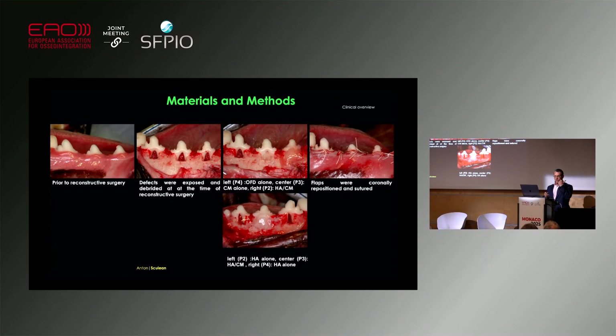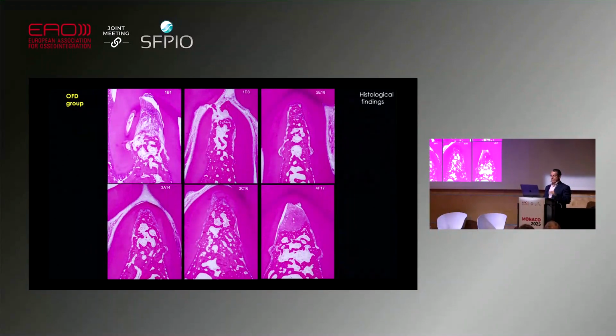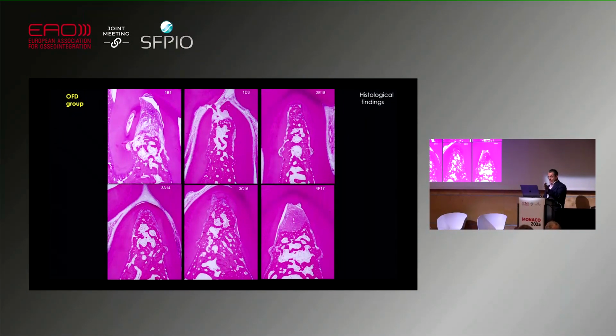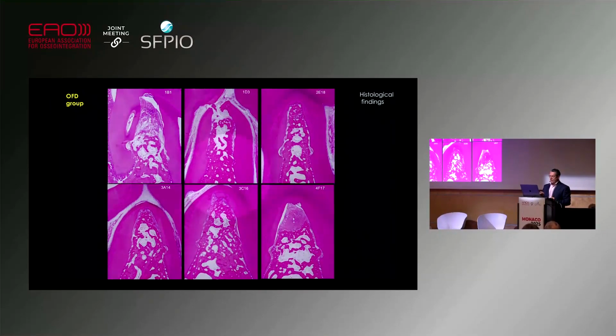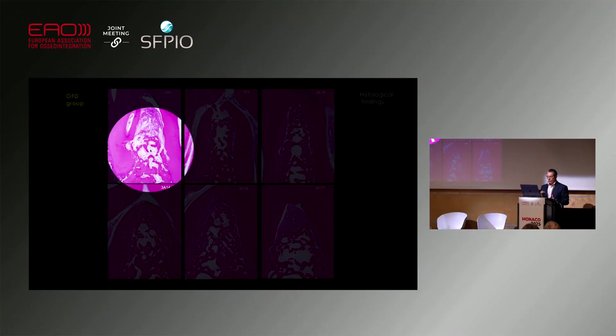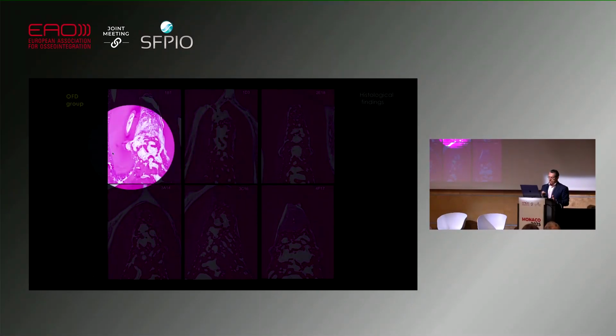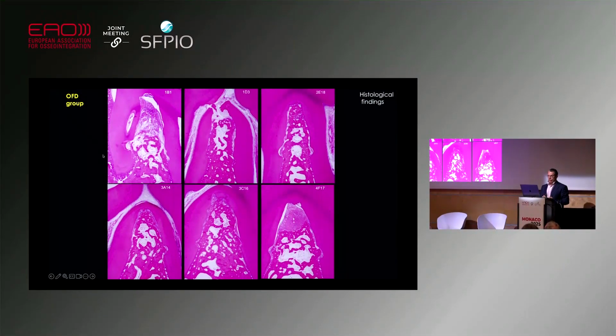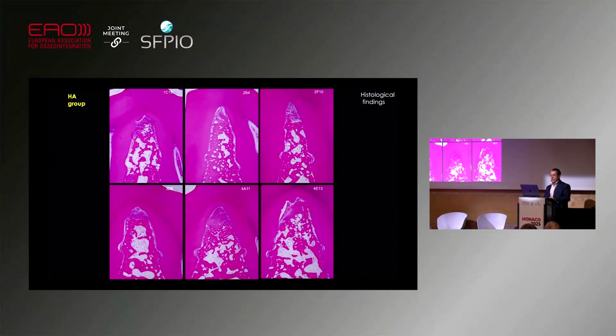We use hyaluronic acid, we use the negative control, and we use the carrier either with or without the hyaluronic acid. And then when we looked at the slides, and you see I like always to present every single defect, not only mean values. When we look at the open flap debridement group, we have some regeneration, but it was confined to the apical part of the defect. So it was a rather incomplete regeneration, and the regeneration was mainly characterized by an epithelial and connective tissue ingrowth, and of course some inflammatory reaction.